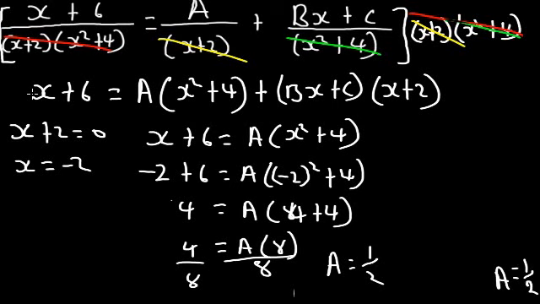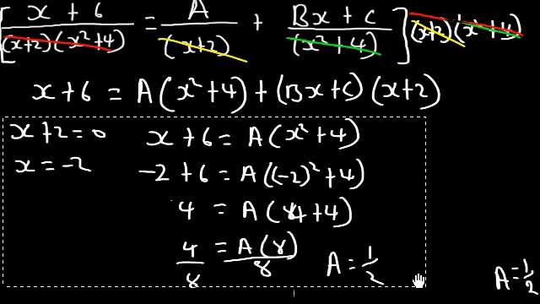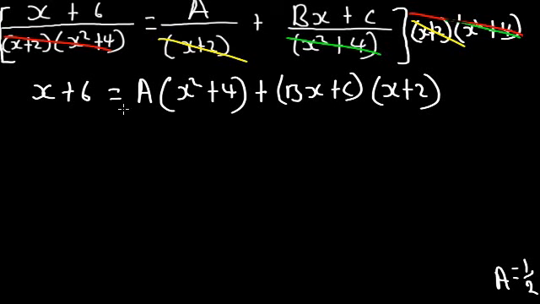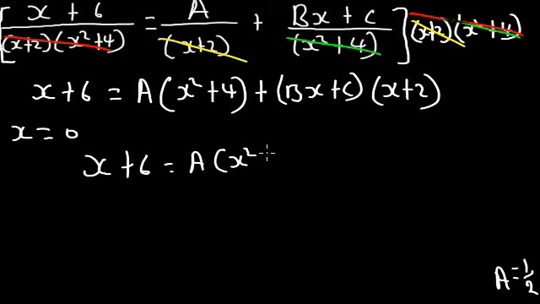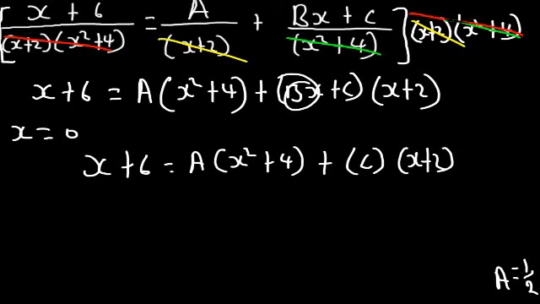Having gotten a, the next term you need to determine is the value of c. To get c, bx has to be 0. For bx to be 0, x must be equal to 0. In all cases, x will always be 0 in order to make bx 0. Now, if bx is 0, we will just be left with x plus 6 equals a in the bracket of x squared plus 4, plus c multiplied by x plus 2. Why? Because bx is already 0, so c plus 0 is c. Now, plugging in 0 for x respectively, we should have this.